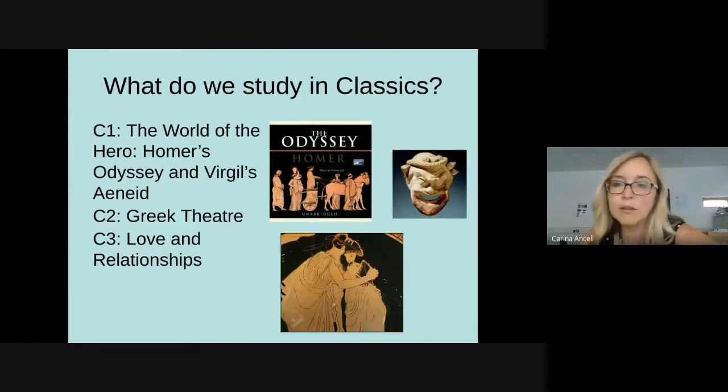And so in terms of A-level classics, if you're interested in studying it, Jane teaches The World of the Hero. Yeah, so we look at Homer's Odyssey in the first year and Virgil's Aeneid in the second year. A lot of the themes that we talked about now are the sort of themes that you look at when you're studying these texts.